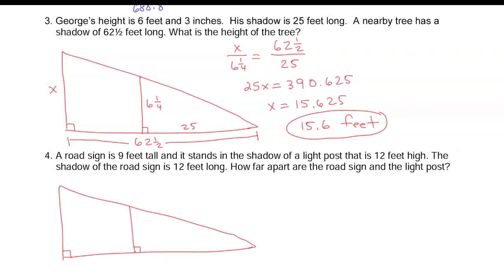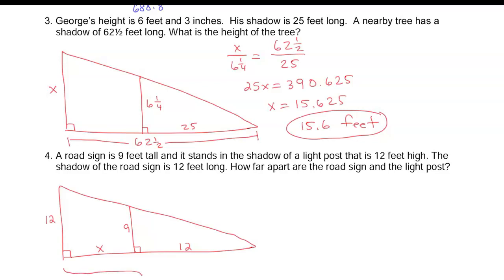A road sign is 9 feet tall, and it stands in the shadow of a light post that is 12 feet high. So this must be the road sign in the middle, because the light post is taller. The shadow of the road sign is also 12 feet. So that's on the ground. How far apart are they? So that's where you're just going to put the X in here. They're not asking us what the shadow of the light post is, because the light post is giving off the light. So that wouldn't be an actual real life question.